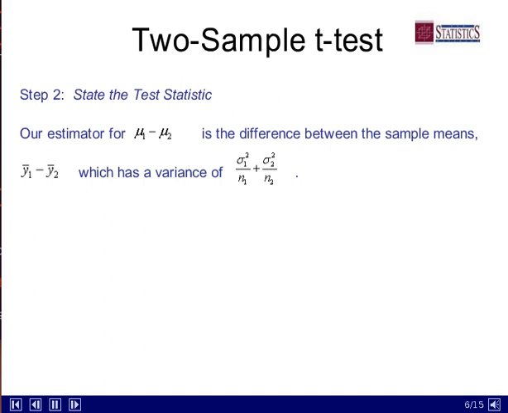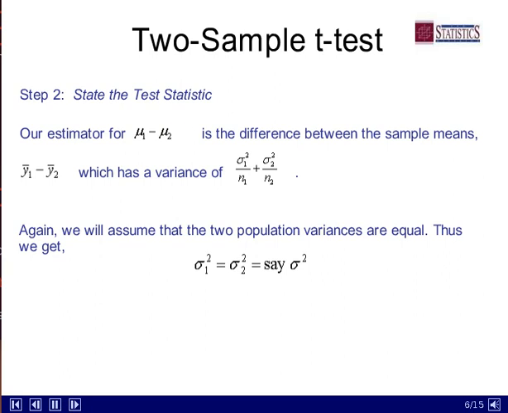Now, y bar 1 minus y bar 2 has a variance of sigma 1 squared over n1 plus sigma 2 squared over n2. Again, that is generic in case the n's are not the same size. But notice that if we just had a single mean, y bar, it would have variation sigma squared over n. So all we've done is extend that, adding them together because they are independent of each other.